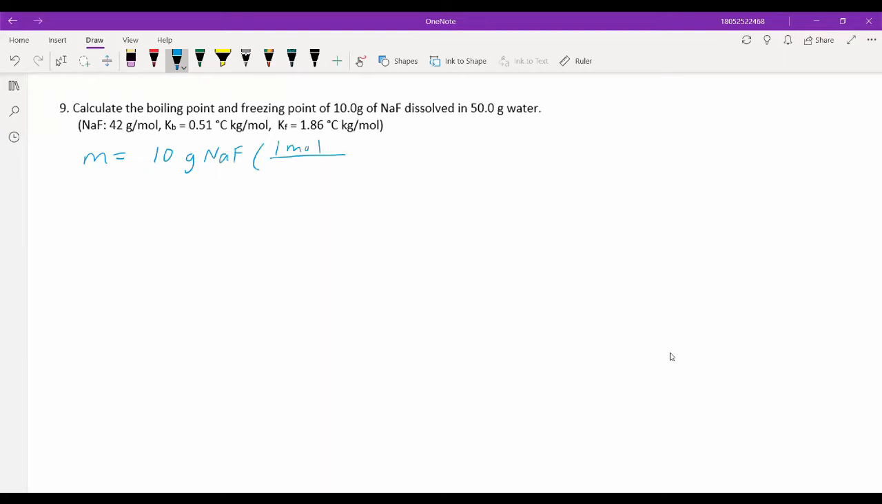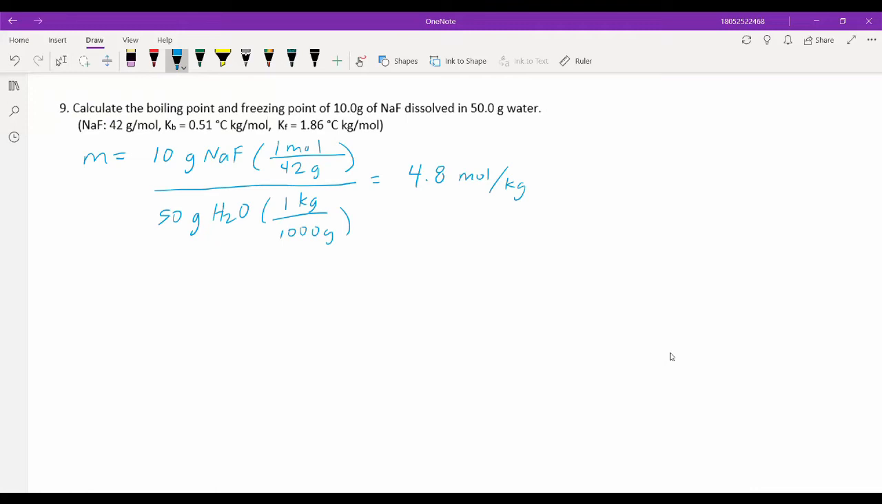So we're going to divide the 10 grams of sodium fluoride by its molar mass. This is the solvent down here, which we want to be in kilograms. So that's just an easy conversion. But remember, this is just the solvent. So it's moles of solute over kilograms of just the solvent. And this comes out to 4.8 moles of sodium fluoride over kilograms of water.